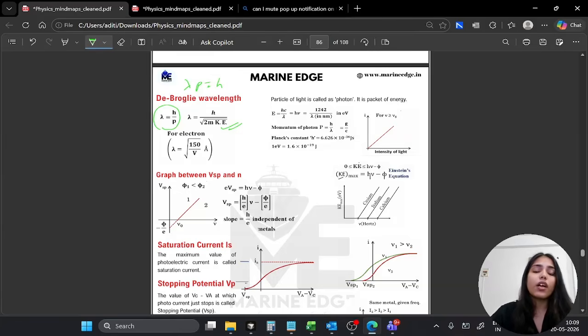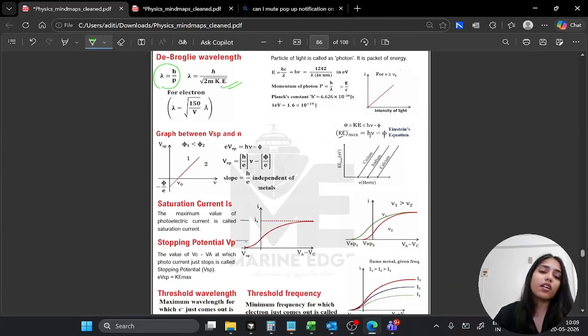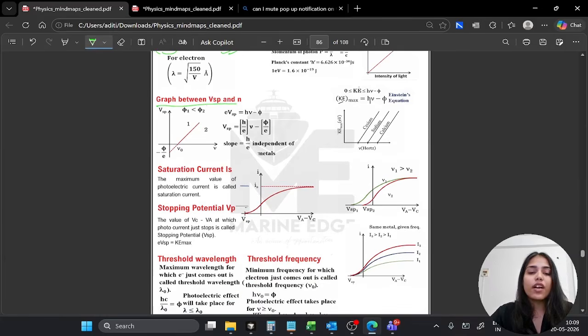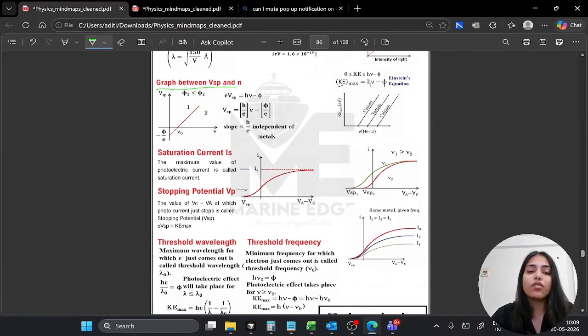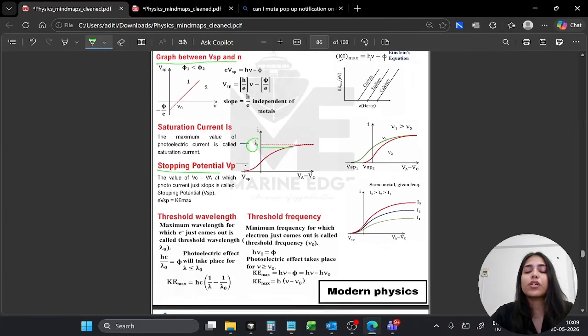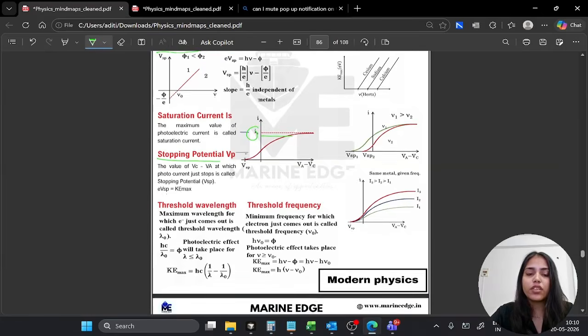All right. Now, the graph between the voltage and the threshold frequency is denoted using this. Threshold frequency is the minimum frequency required for the electron to jump out of the shell. Then we have the saturation current. The maximum value of the photoelectric current that can be attained is known as the saturation current. This is I_s or I_max. Stopping potential: the value at which the photocurrent just stops is called the stopping potential. That is also equal to the maximum kinetic energy of the electron.